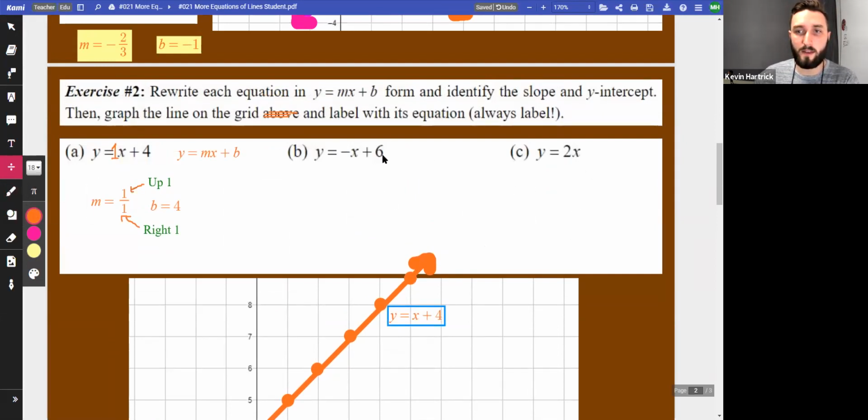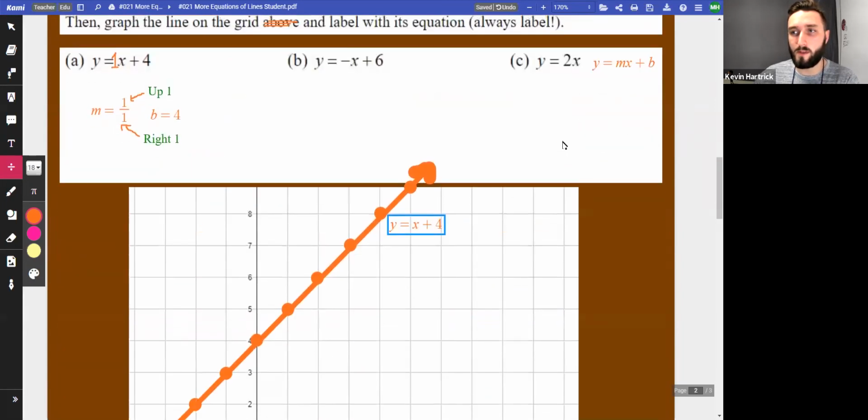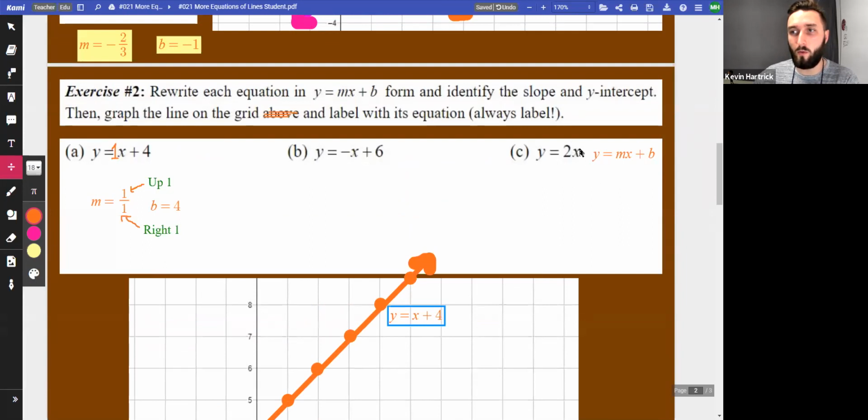Here's a little hint for C. First of all, B looks very similar to A, so that should be okay. C looks a little different. Let's remind ourselves. Remember, y equals mx plus b is our regular equation of a line, right? The equation, the slope-intercept form, okay? We have the slope. The slope is this 2. But what is the intercept?